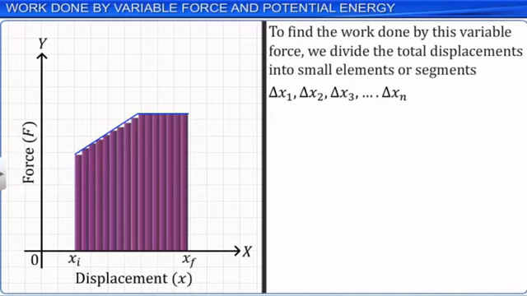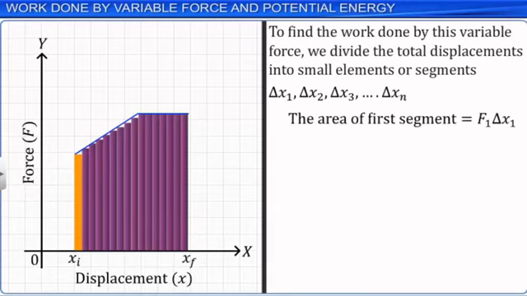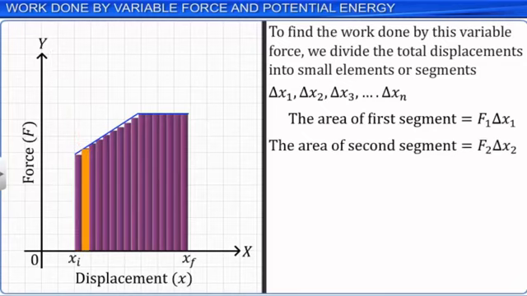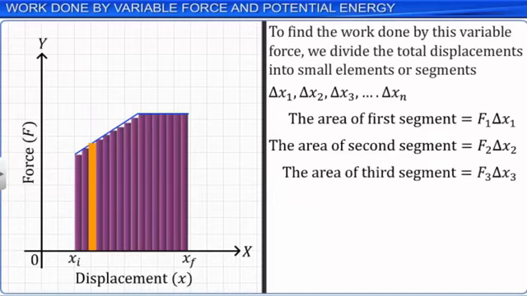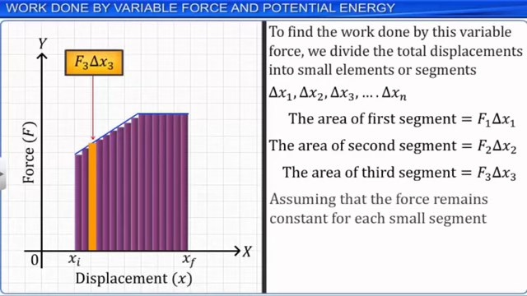The work done with respect to the first segment, delta x1, is the area of this first segment, that is, F1 into delta x1. Work done with respect to the second segment, delta x2, is the area of the second segment, that is, F2 into delta x2. For the third segment, delta x3, work done is the area of the third segment, that is, F3 into delta x3, and so on. Here, we assume that the force remains constant for each small segment.